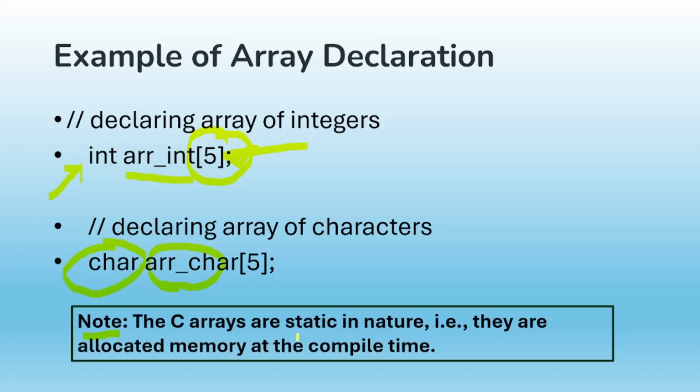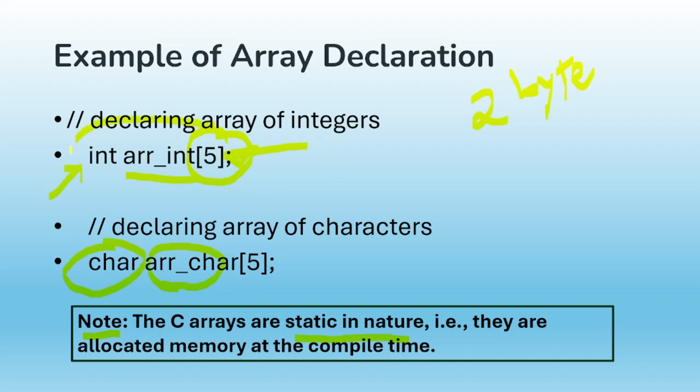Now note the most important thing: C arrays are static in nature. What is the meaning of static? It does not change in its size. That is, they are allocated memory at the time of compilation. So at the time of compilation, whatever size we specify, memory will be allocated to the array accordingly. Now, assuming that for every single integer element we require 2 bytes.